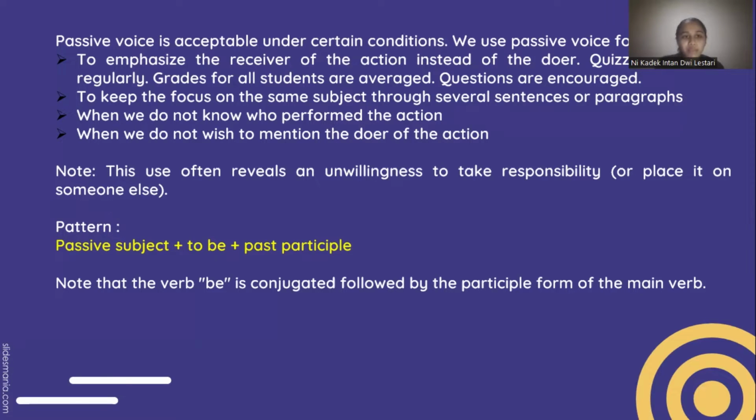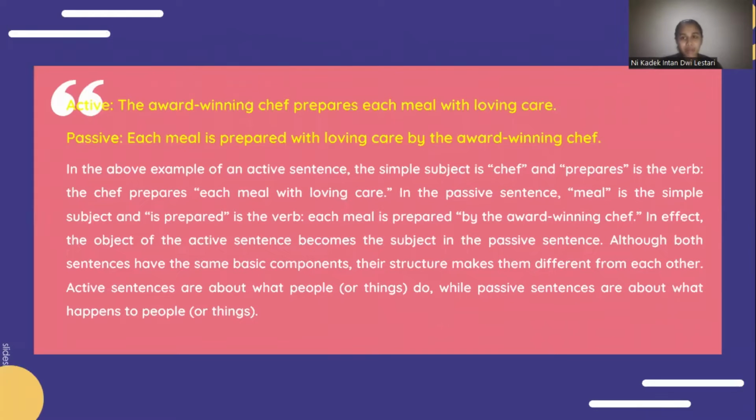I have a pattern for passive voice here, and the pattern is passive subject plus to be plus past participle. So, for example, the award-winning chef prepares each meal with loving care. And the passive sentence is, each meal is prepared with loving care by the award-winning chef. In the above example of an active sentence, the simple subject is chef and prepares is the verb: the chef prepares each meal with loving care.